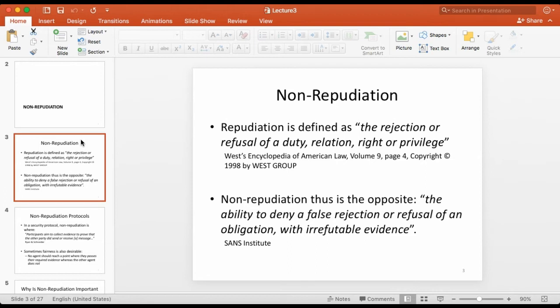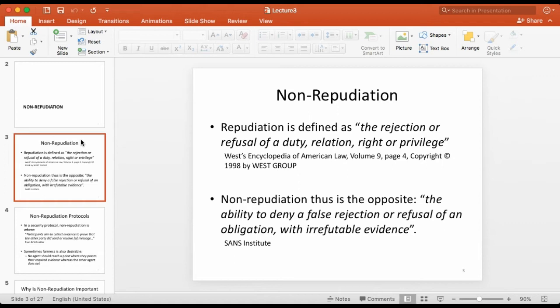Right, first of all, let's try to understand what non-repudiation means. Basically, let's first try to understand what repudiation means. Repudiation is defined as the rejection or refusal of a duty, relation, right, or privileges, according to the West's Encyclopedia of American Law. Basically, it means that you reject or deny that you've done something, or that you need to do something, or a certain right or privilege.